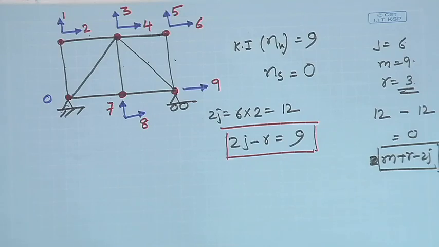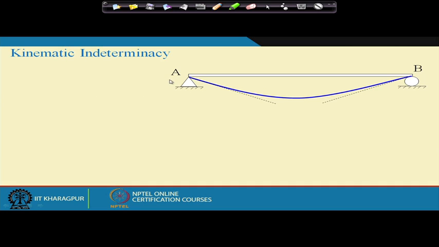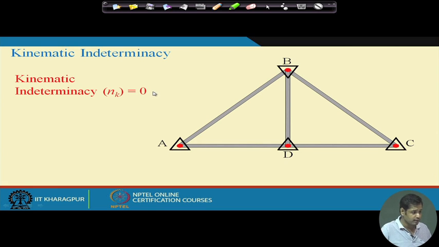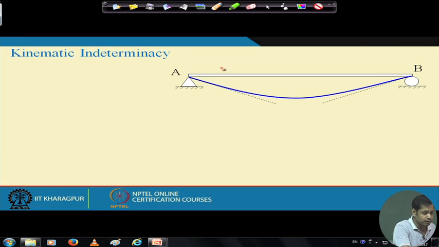Okay. Now, this was for trusses. Now, let us take a beam. Suppose this is again a simply supported beam. Now, two joints A and B, and if it is subjected to some kind of random load like this, and it deforms like this. The blue is the deformed shape.